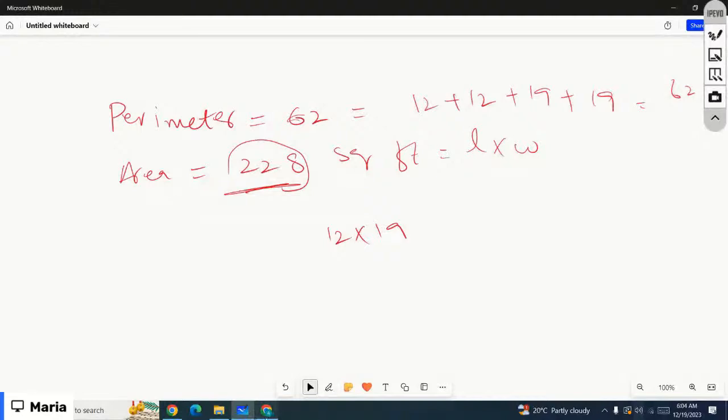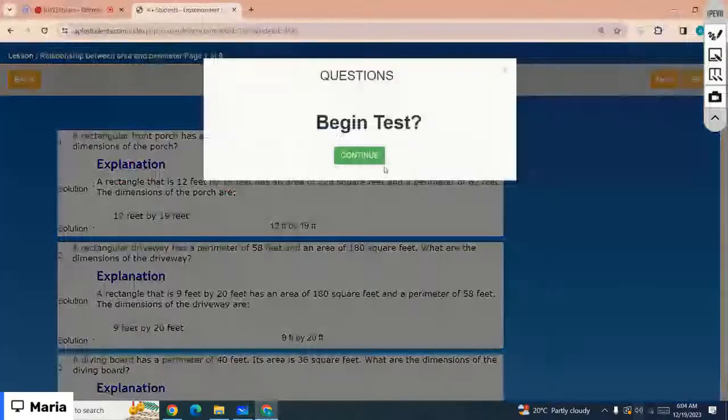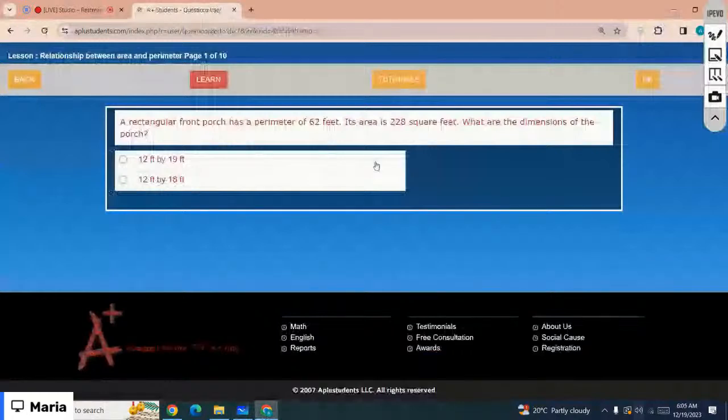Okay, let's just start with the practice questions. Basically, in the practice questions you are given the options, so that would be very easy for you. That is the same question we just did. A rectangular front porch has a perimeter of 62. Its area is 228 square feet. What are the dimensions of the porch? That's the one we just did, right? That is 12 by 19. The correct option is option number 1.